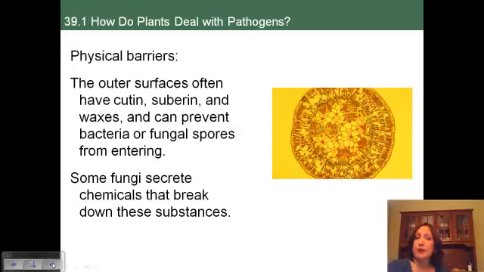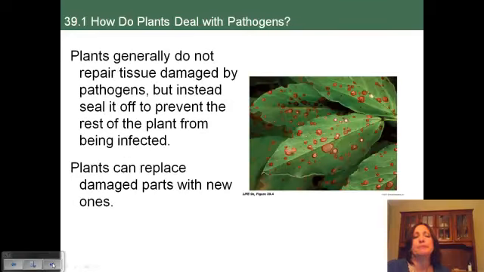Plants have physical barriers, just like we do. Our first line of defense is a physical barrier keeping the organism out of our bodies. Well, plants have the same thing. The outer surfaces of the plants can prevent bacterial and fungal spores from entering. Some fungi have evolved to secrete particular chemicals that can actually break down these barriers.